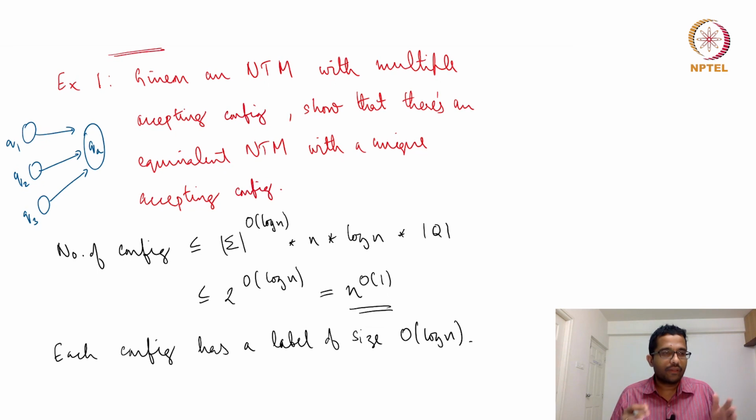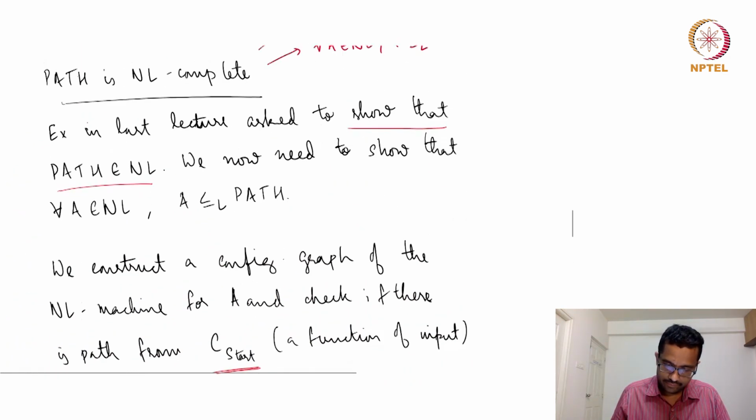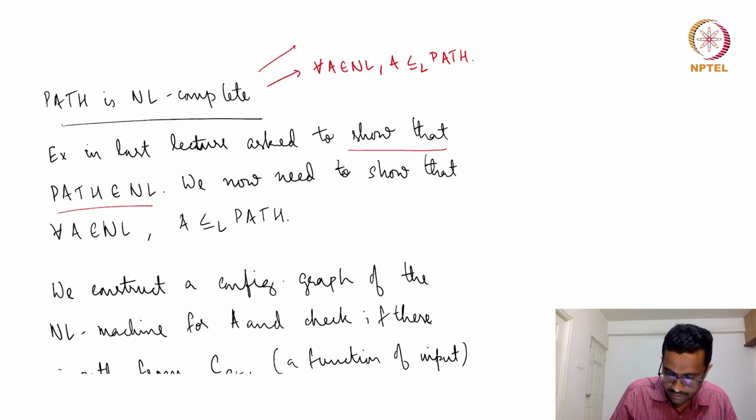Right. So now we have this configuration graph and we just need to check whether there is a path from this vertex to that vertex, which is exactly the problem PATH, right? Path is just: given a graph G, is there a path from S to T? So PATH, maybe I should just mention here.